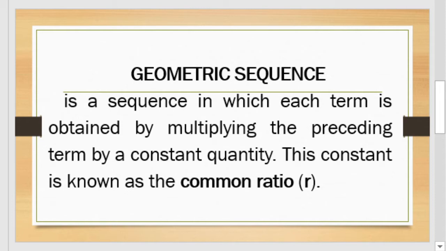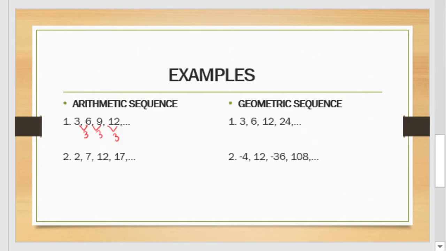So, in arithmetic sequence, you add to each preceding term to get the succeeding term. But for geometric sequence, the operation you use is multiplication. So, you multiply the preceding term by a certain number in order to obtain the succeeding term. That is what geometric sequence is. To understand better, let's see some examples of arithmetic sequence and geometric sequence.